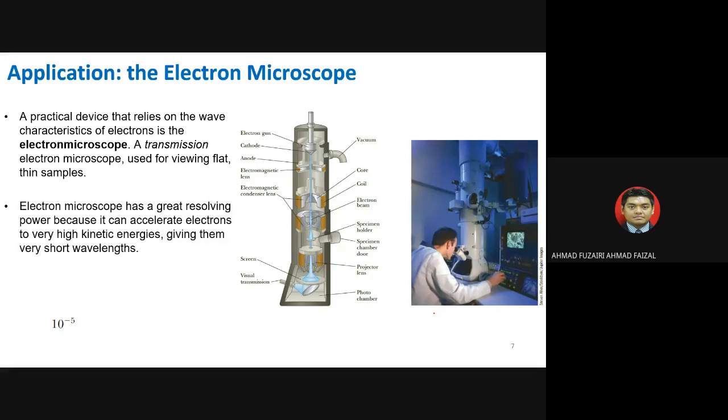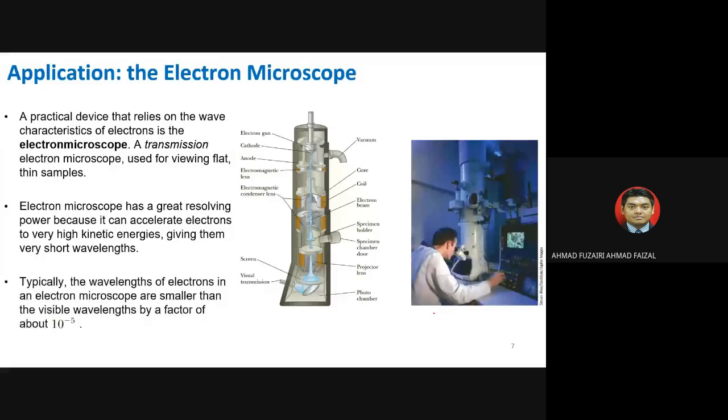So the electron microscope has a great resolving power because it can accelerate electrons to very high kinetic energies, giving them very short wavelengths. Okay, if the kinetic energy is very high, then the wavelength will be shorter. And typically the wavelength of electrons is smaller than the visible wavelength by a factor of 10 to the power of negative 5.